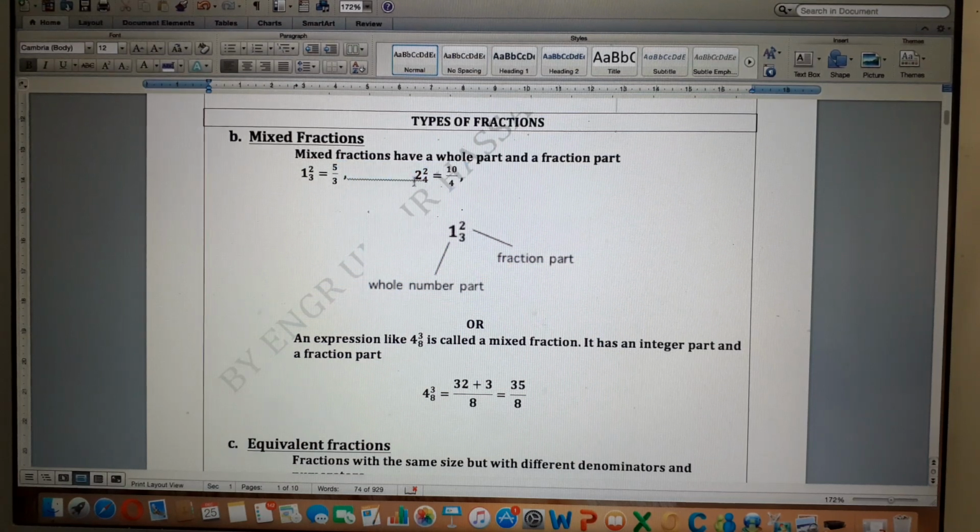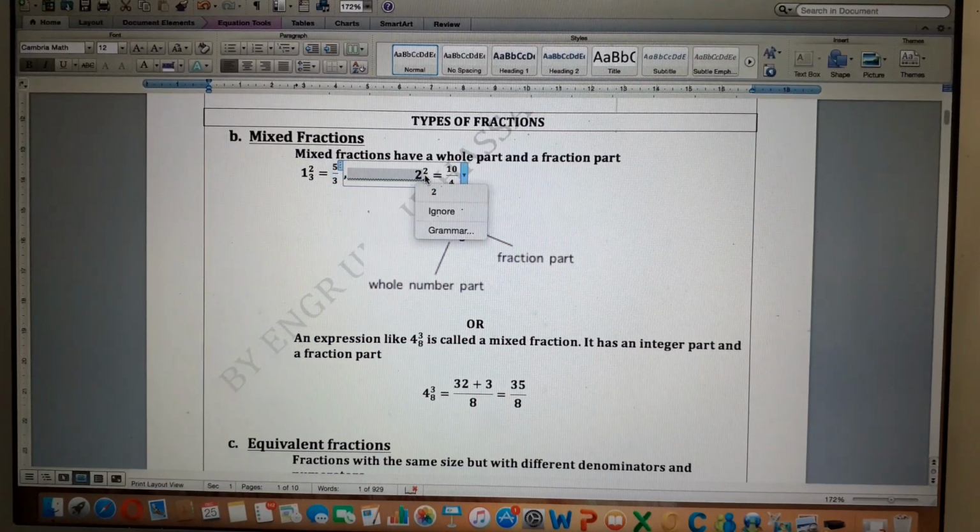Now you can convert a mixed fraction into an improper fraction. 3 multiplied by 1 is 3, plus 2, 5. So 3 into 1, 3 plus 2 equals 5 divided by 3. Here I have converted a mixed fraction into an improper fraction where the denominator is smaller as compared to the numerator, which is 5. So this is an improper fraction.